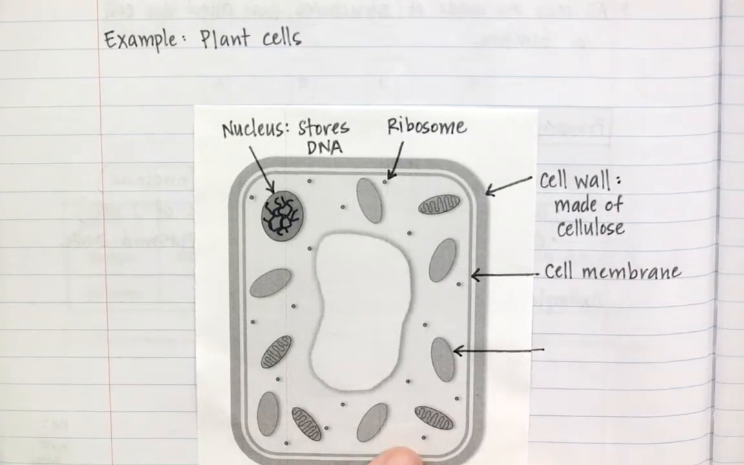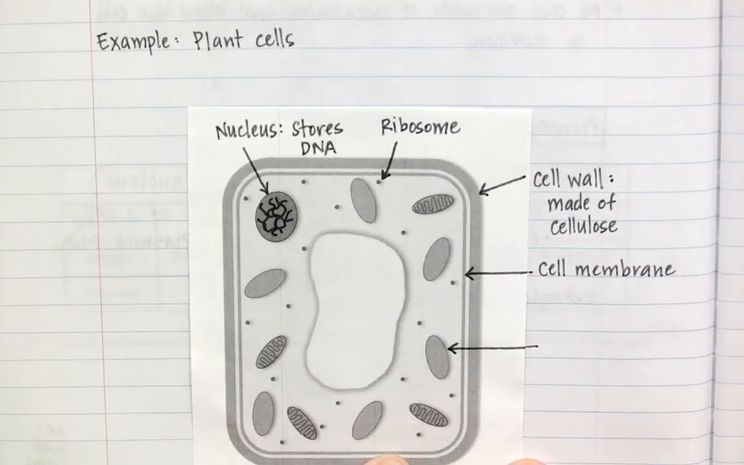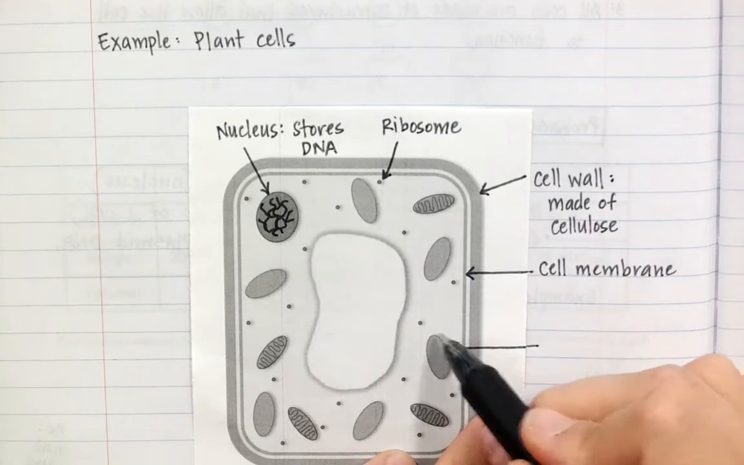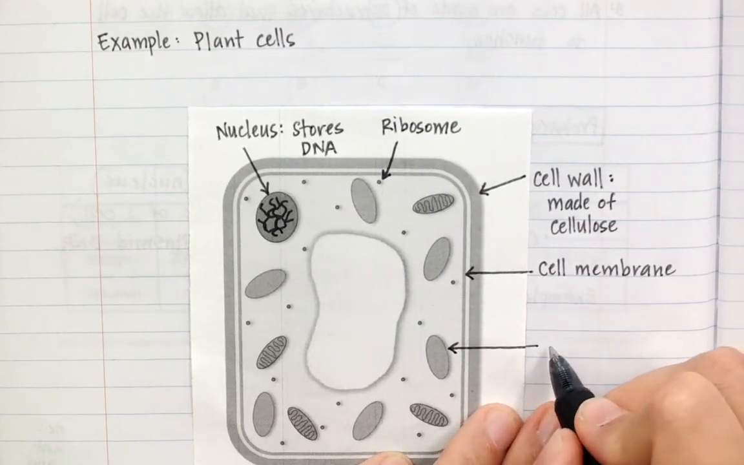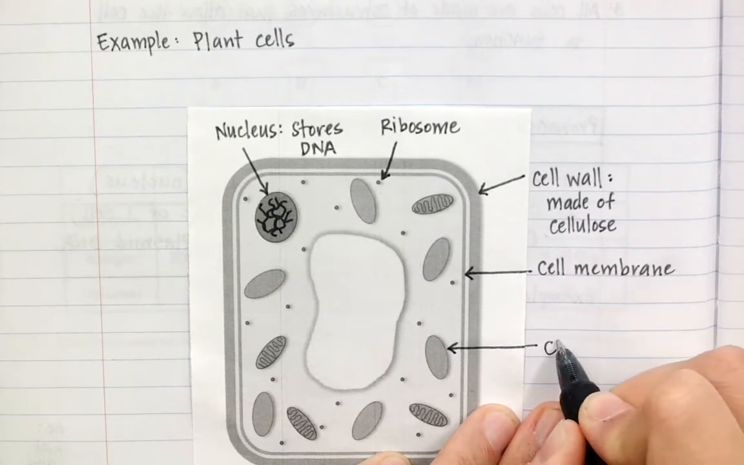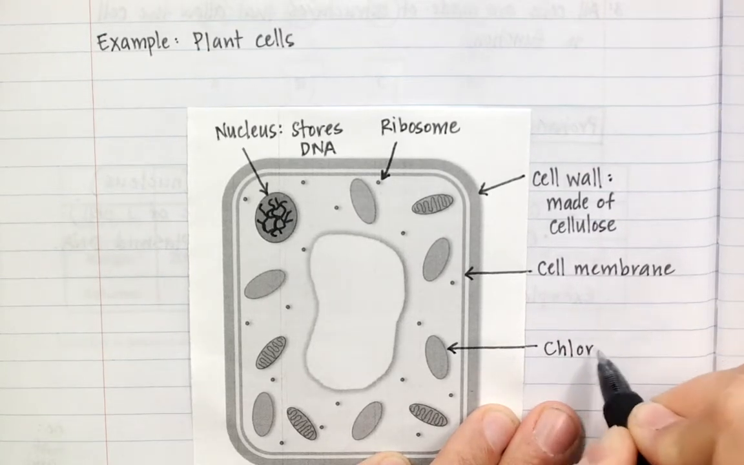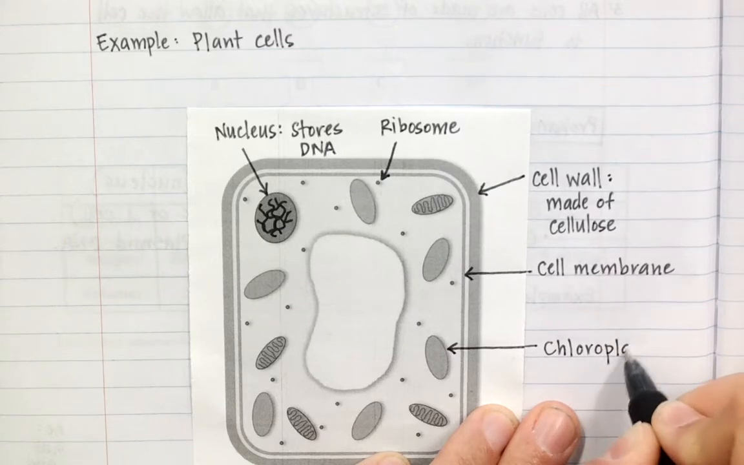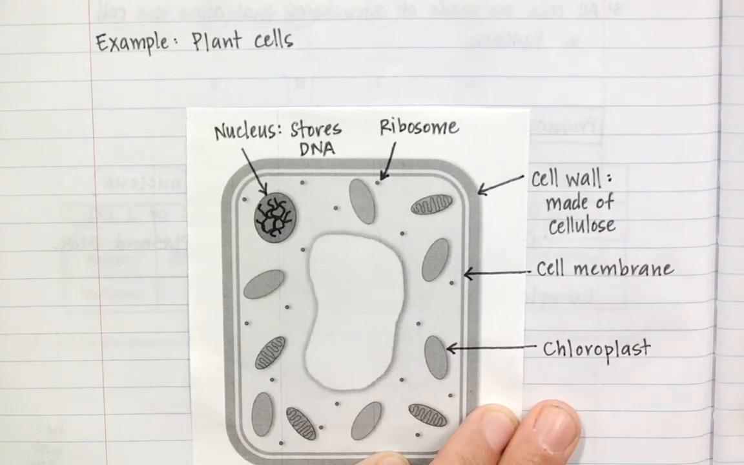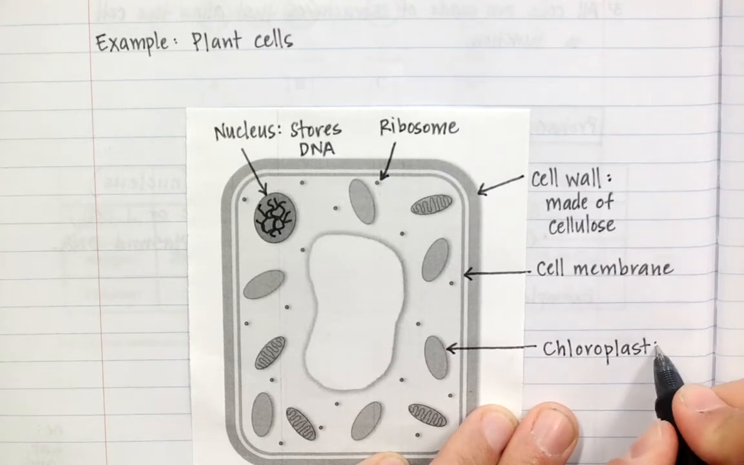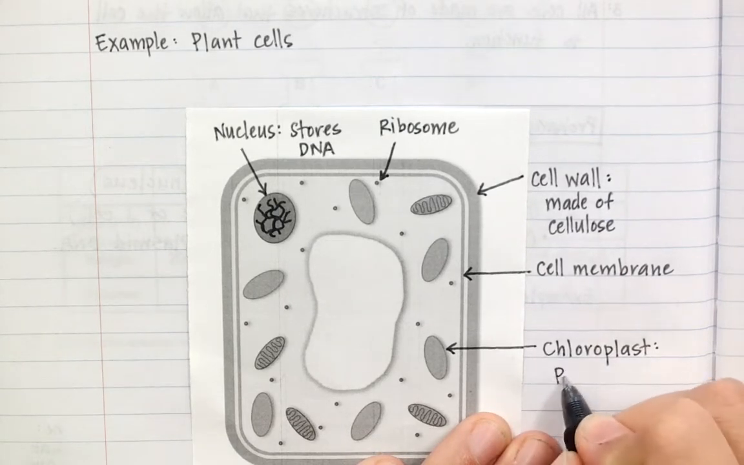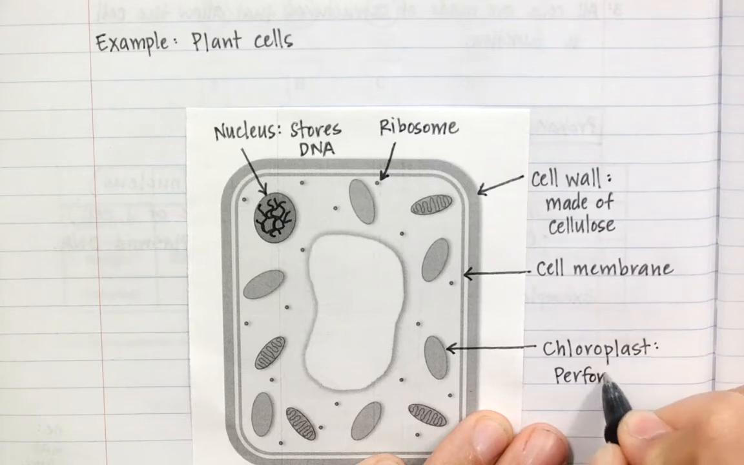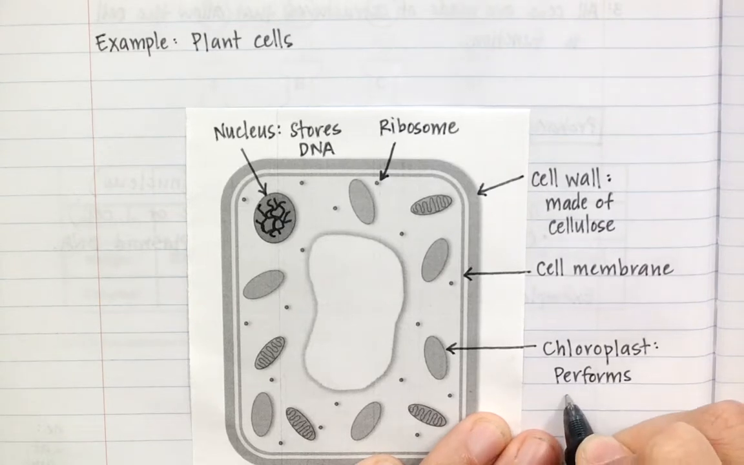Okay, the next thing that I'm going to label is this weird thing. It doesn't really have anything noticeable about it, and it is a circular thing that in plants is green. It is the chloroplast. And the chloroplast has a very specific plant job. It performs photosynthesis.